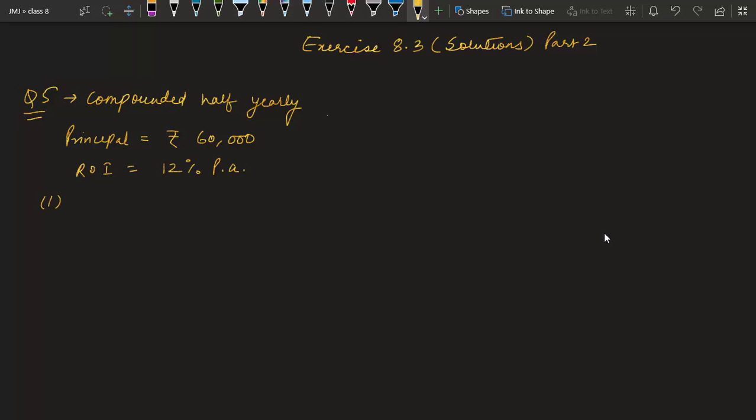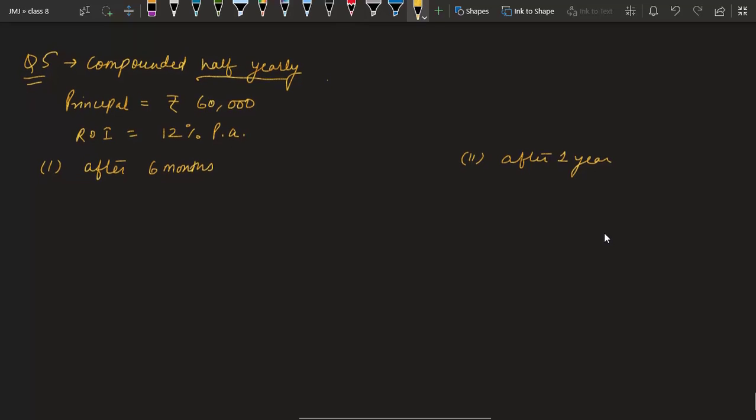First we have to find after 6 months, and second we have to find after 1 year. In both cases compounded half yearly. So first let's see for this one, after 6 months. As this is a case of compounded half yearly, we all know there will be a change in time as well as rate of interest.